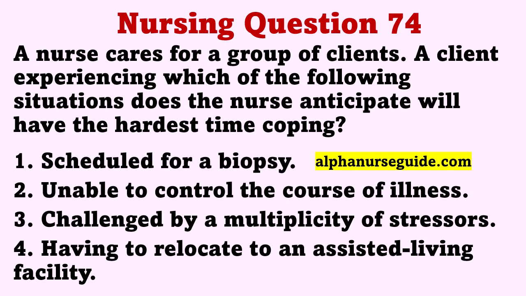A nurse cares for a group of clients. A client experiencing which of the following situations does the nurse anticipate will have the hardest time coping? 1. Scheduled for a biopsy. 2. Unable to control the course of illness. 3. Challenged by a multiplicity of stressors. 4. Having to relocate to an assisted living facility. The correct answer is 3. Challenged by a multiplicity of stressors. Rationale. As the multiplicity of stressors increases, it becomes harder for a person to cope. As each stress is added, the accumulated impact is greater than just the sum of each individual stressor.